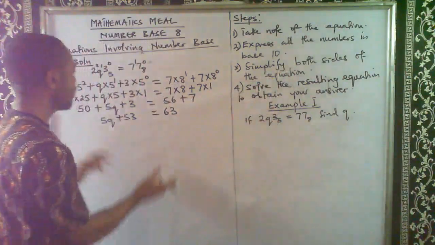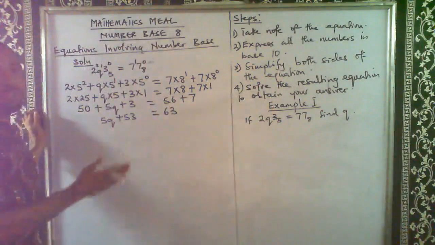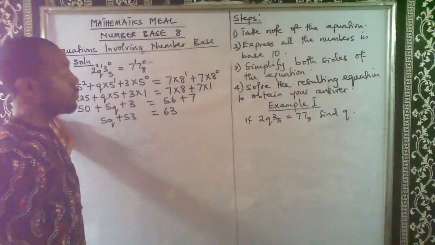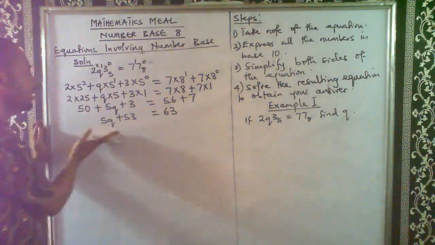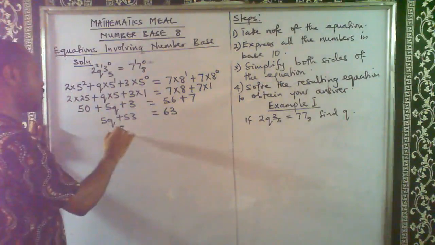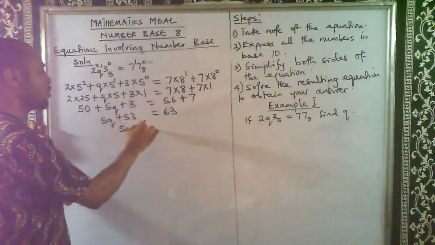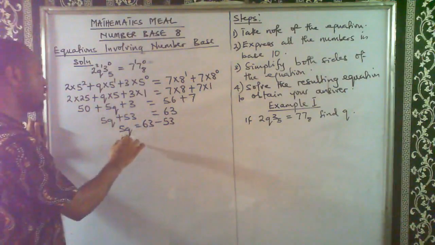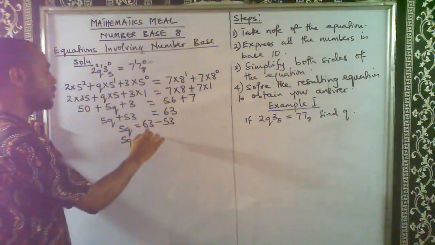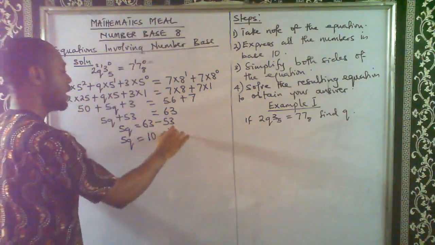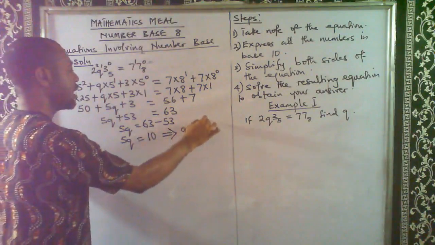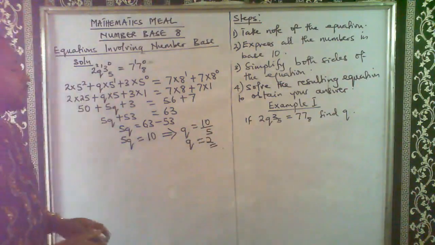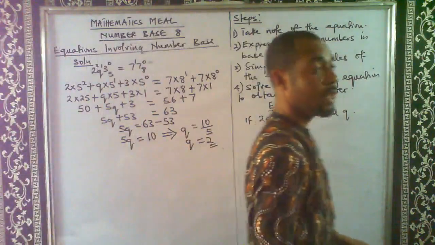Then solve the resulting equation. You notice that this equation now is just like your normal linear equation in algebra. So very simple. You collect like terms. So we have 5q, and when this moves, you have 63 minus 53, or you use your balance method. So 5q becomes 63 minus 53, which gives me 10. That implies that q is 10 divided by 5, and q will give me 2. Wow. That's the value of q.